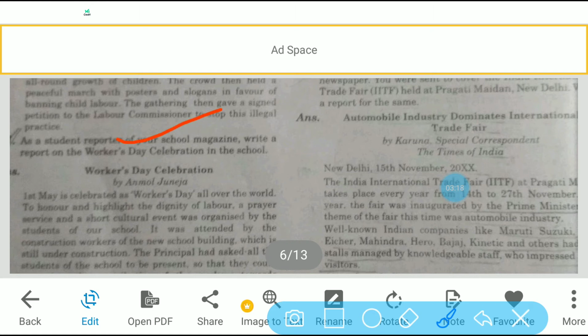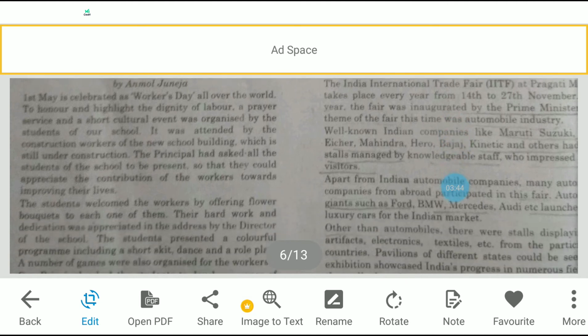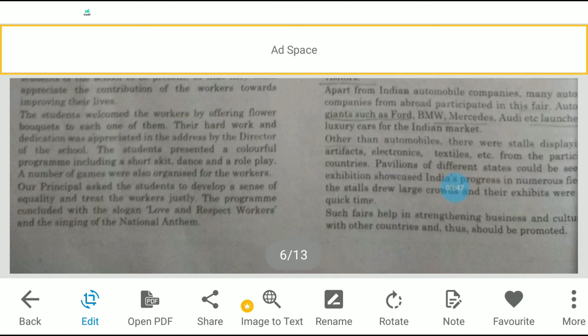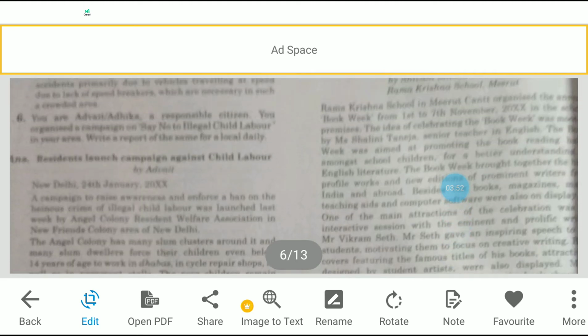As a student reporter of your school magazine, write a report on Workers' Day celebration in the school. So it is a celebration held in your school, and the occasion is the Workers' Day celebration. It is my request to you to please read this report and try to understand the main theme of this report writing.